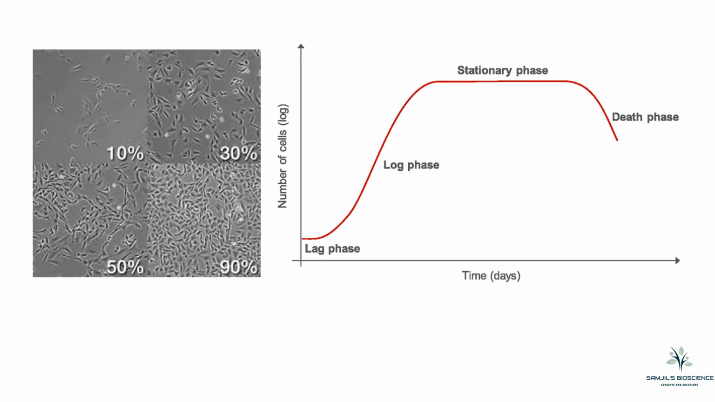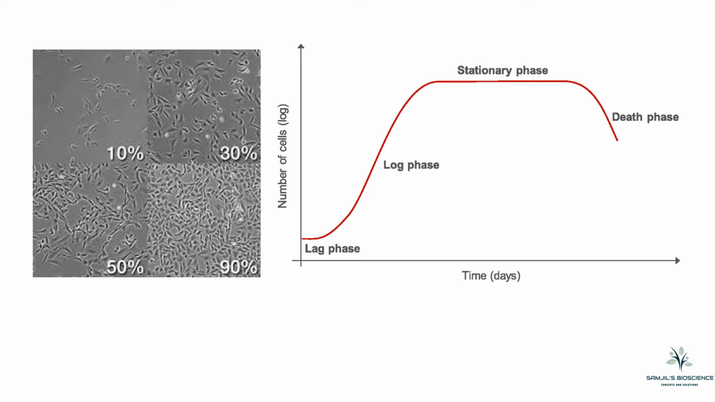So first of all, I'd like to tell you about confluency, and when the cells grow, what are the phases that they go through. On the left side of this slide, you see that there are different confluences. When you see your cells under the microscope, how would you see the different confluences?